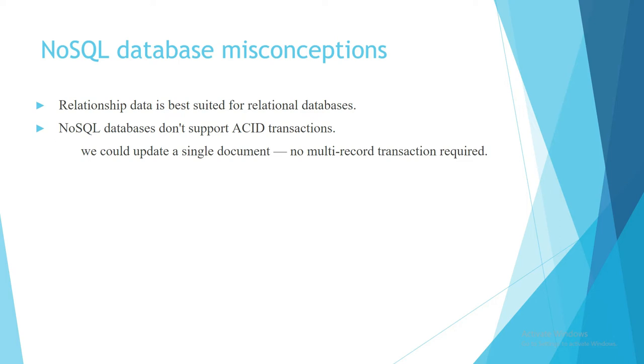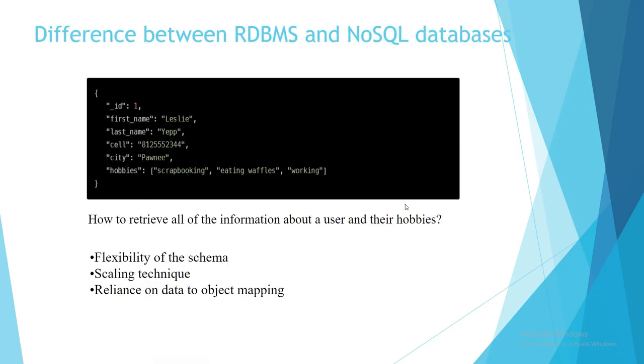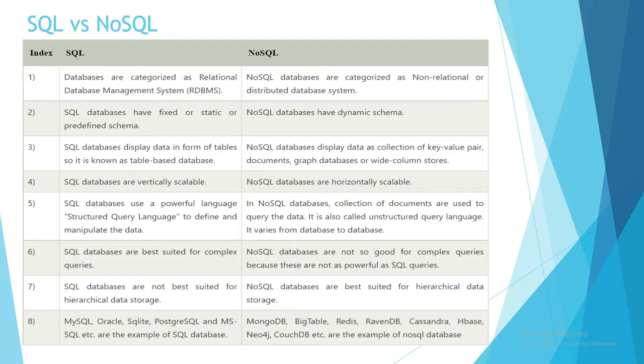Here they are following the BASE principle. Why is it achieving this? Observe, the related data that I am trying to store is in a single location. We could update a single document, so no multi-record transaction is required. That's why it is achieving the feature of the ACID property. If we take this single document, here itself we are trying to store the data, with no need of updating multiple tables. That's why we are achieving it. Yes, those are the two misconceptions.